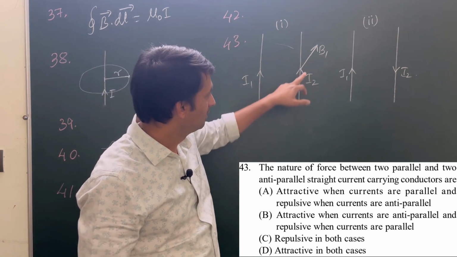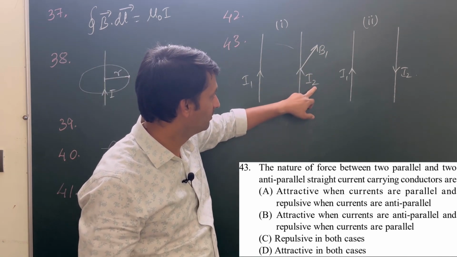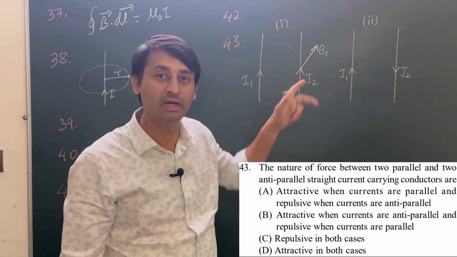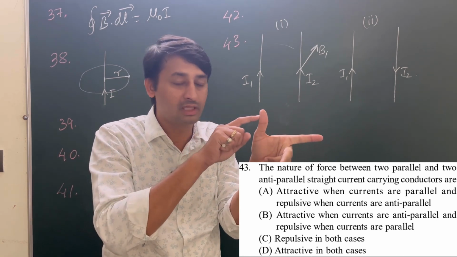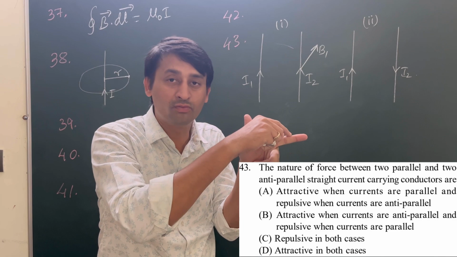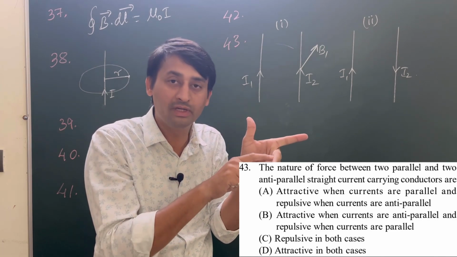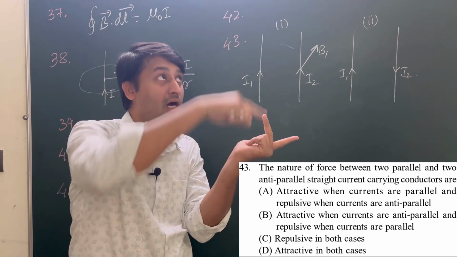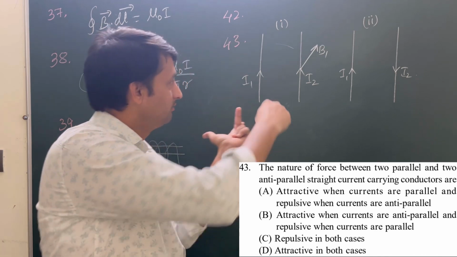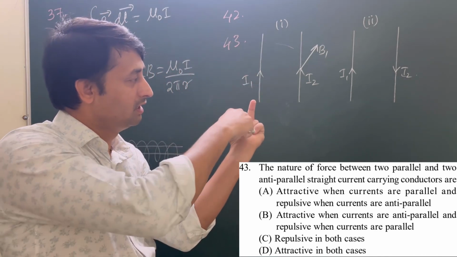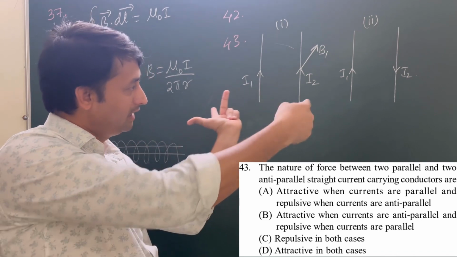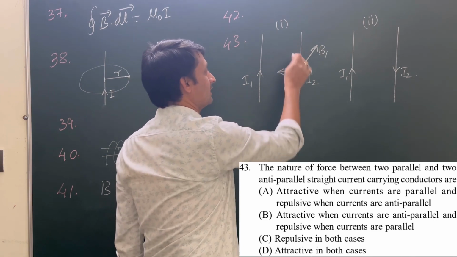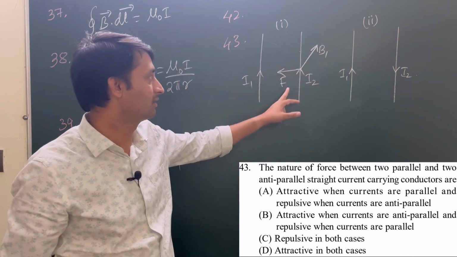The second conductor is carrying the current I2, and the magnetic field is B1. The force acting on this conductor can be found out by Fleming's left hand rule. The thumb indicates the direction of force, the forefinger indicates the direction of the magnetic field, and the middle finger indicates the direction of the current. Here the current is upward and the magnetic field is inward, towards the board. The force will be in this direction. This is the direction of force acting on the second conductor.